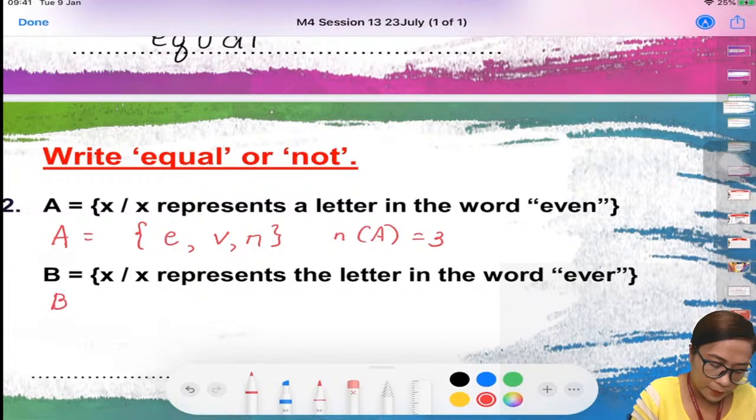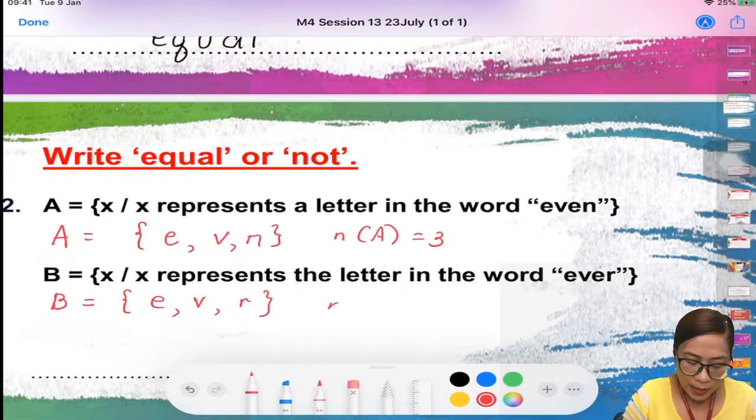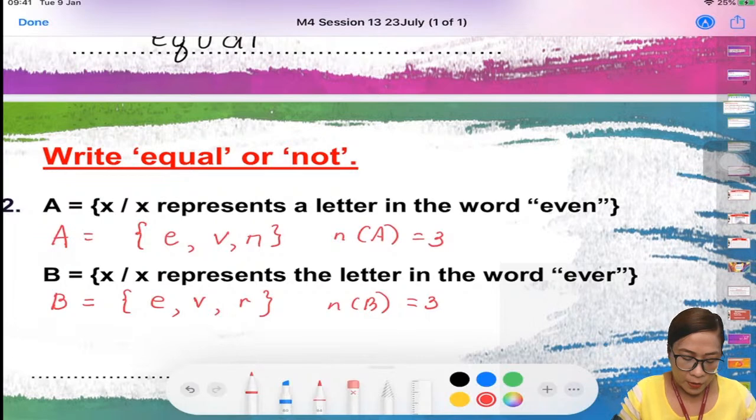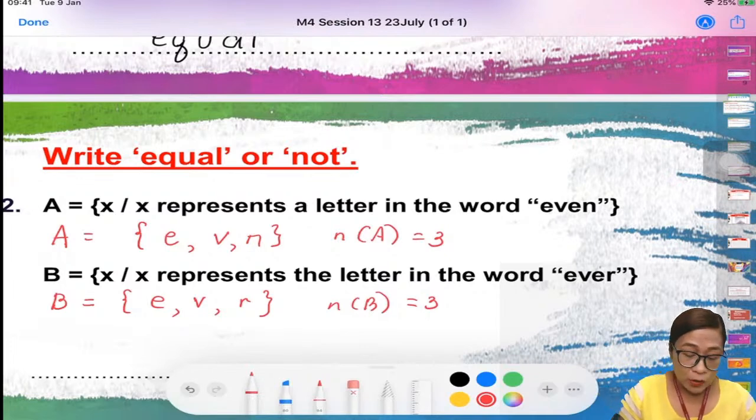How about B in roster form? B is the set of E, next we have V, E, another E, we will not write another E, and then we have R. So you see, n(B) = 3. The cardinality is 3. And if you compare the two sets, A and B, students, you can see that in sets A and B, they have E and V, the same letters, but the third letter in set A is N, and inside B, we have R.